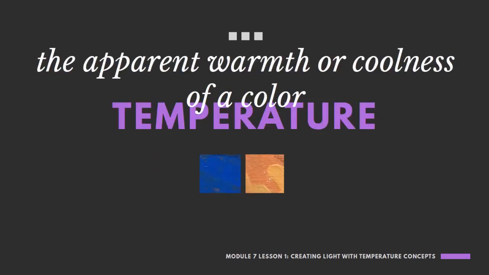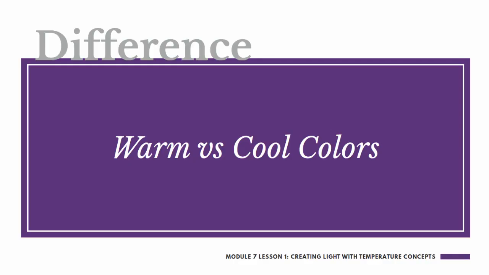Here you can see a small square of blue adjacent to a small square of orange. And because the blue falls on the cooler side of the color wheel, it is going to be in strong contrast to the orange. So we're going to talk about that difference between warm and cool colors in relationship to the color wheel.